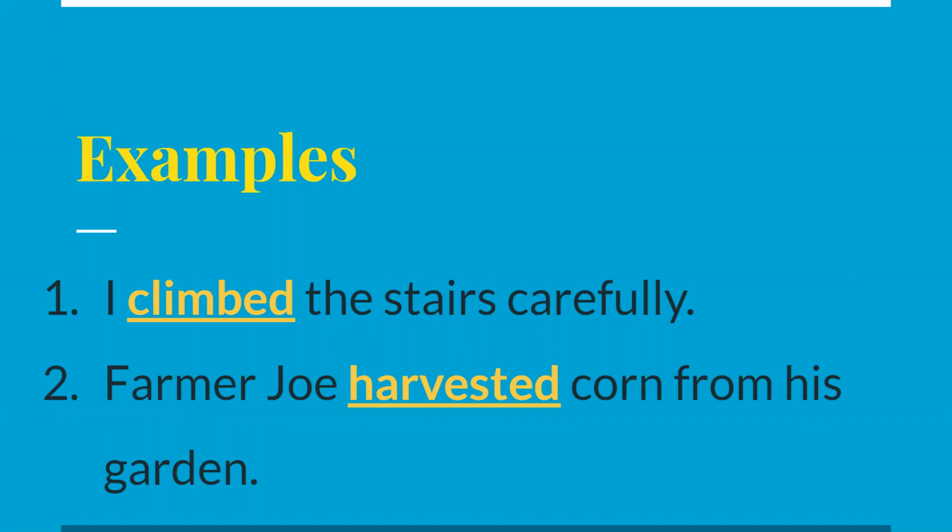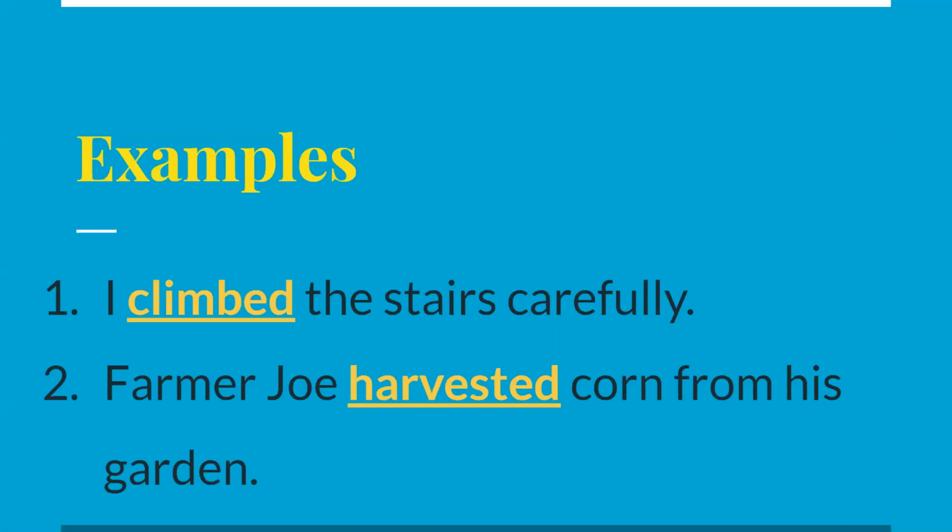So the first sentence says, I climbed the stairs carefully. Climbed is the action verb, but climbed what? The stairs. Since climbed has a direct object, which is the stairs, it is described as a transitive verb in this sentence.